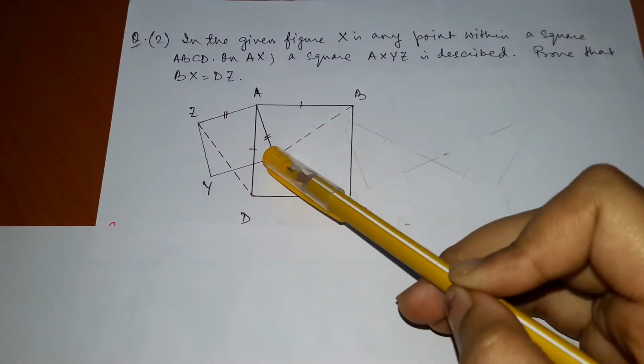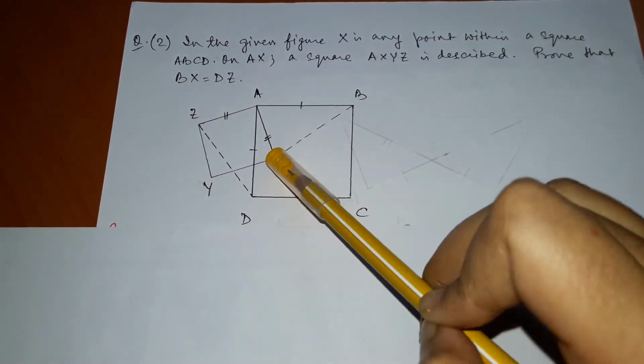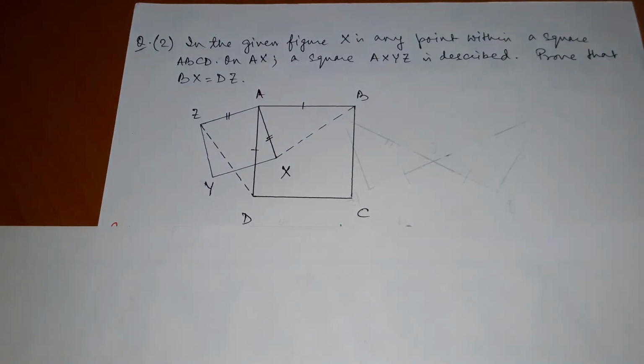That is, these two, BX equals DZ. We have to prove that BX equals DZ. So please try it out. Try it out with respect to congruency. Think about it. Think about congruency.